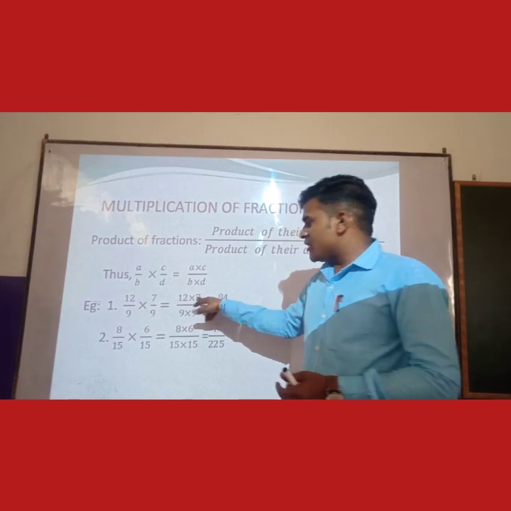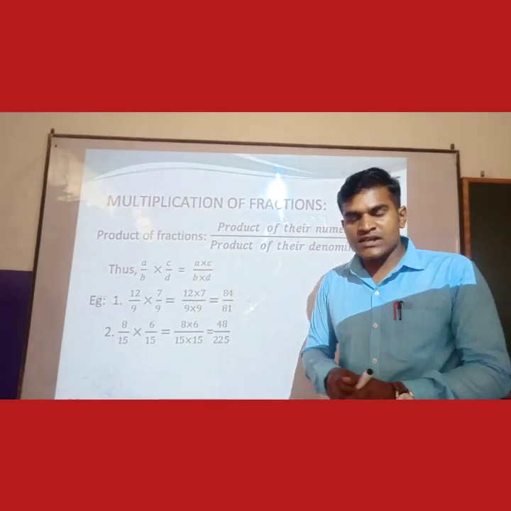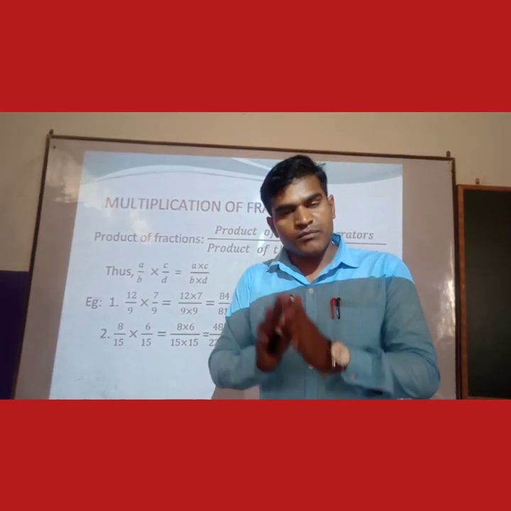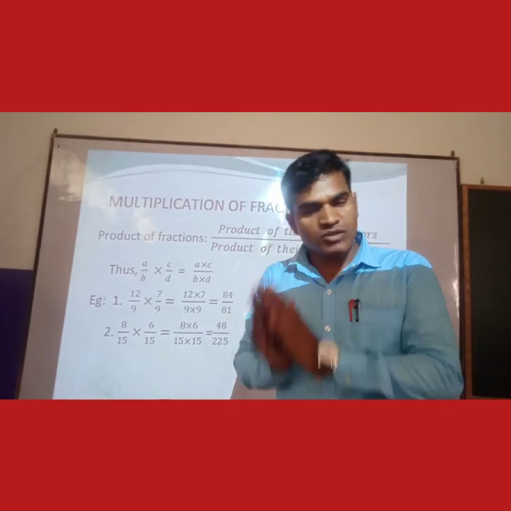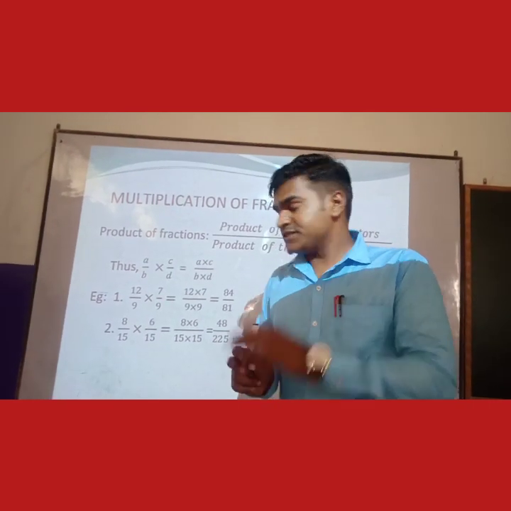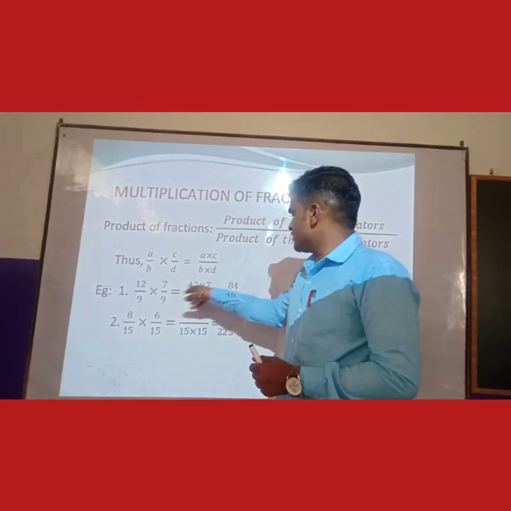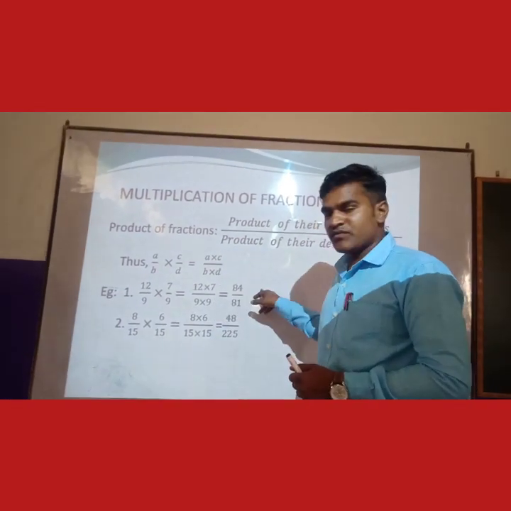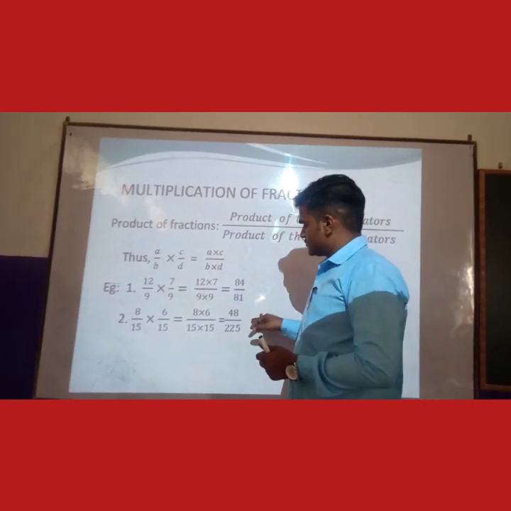So 12 multiplied by 7. In multiplication, the numerator is multiplied by the numerator and the denominator is multiplied by the denominator. So 12 into 7 is 84, and 9 into 9 is 81.